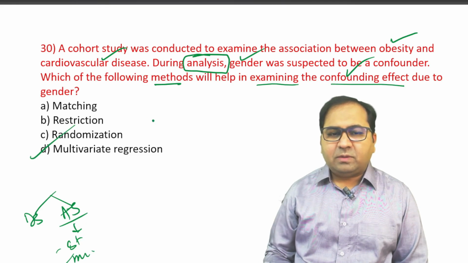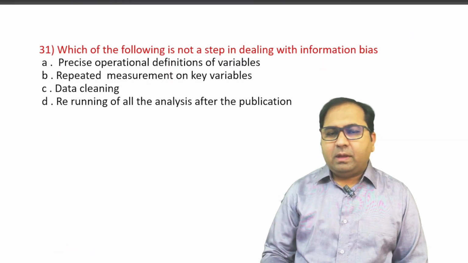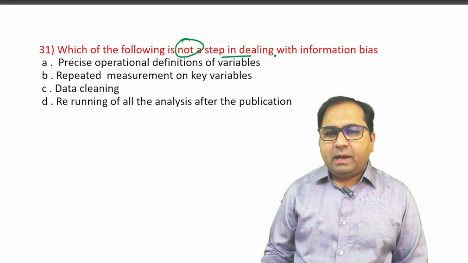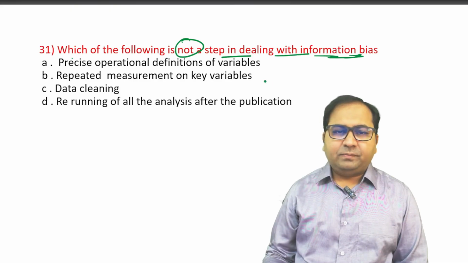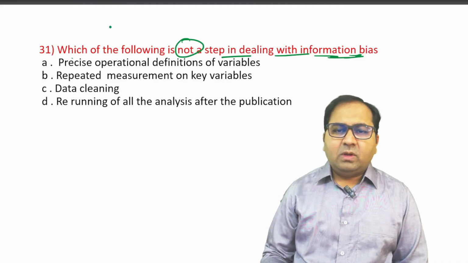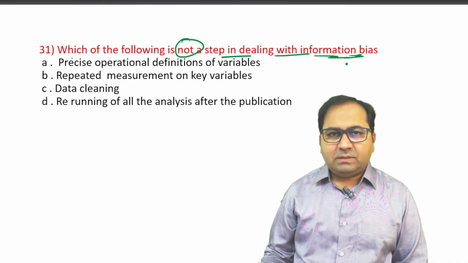So the answer for this question is option number D. Okay, next question. Which of the following is not a step in dealing with information bias? The options are A. Precise operational definitions of variables, B. Repeated measurements on key variables, C. Data cleaning, or D. Rerunning of all the analysis after the publication. So which is not a step in dealing with information bias?